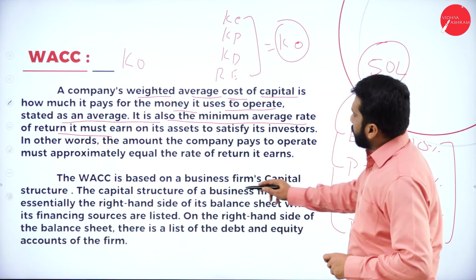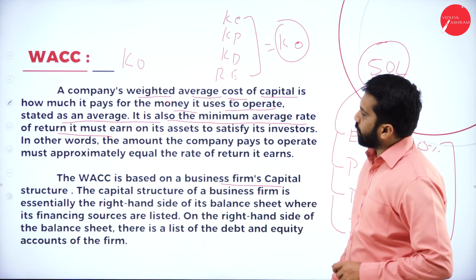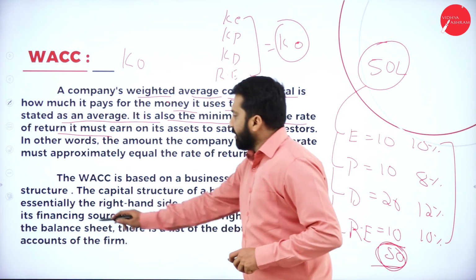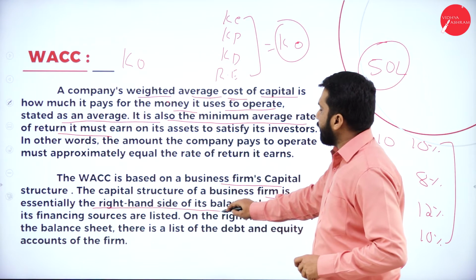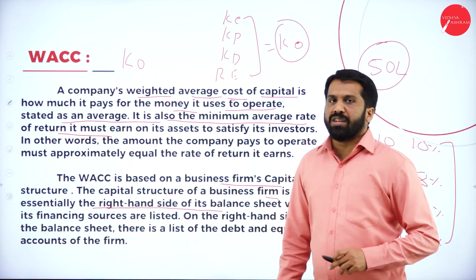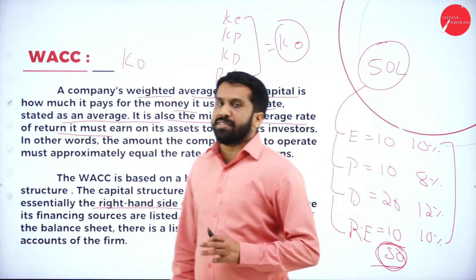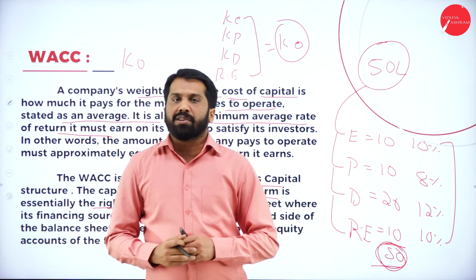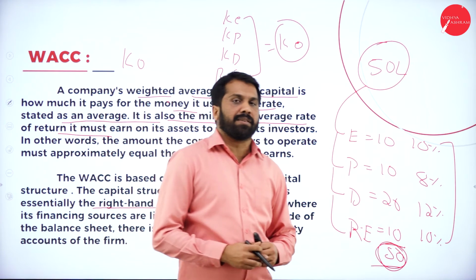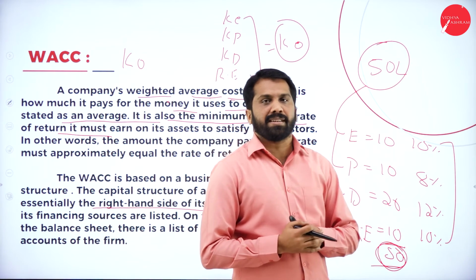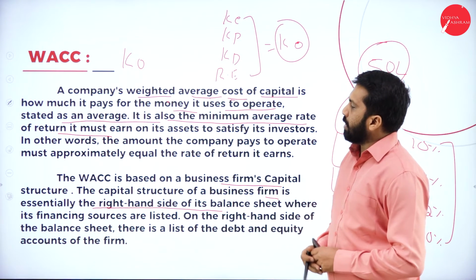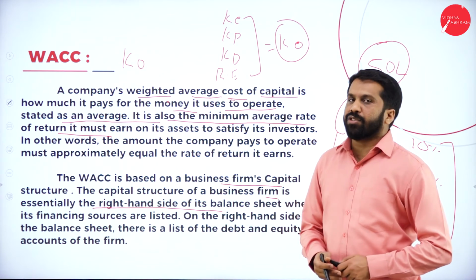The WACC is based on the business firm's capital structure. The capital structure of a business firm is essentially the right hand side of its balance sheet. Right hand side of the balance sheet means it is nothing but your liability side. First thing is what? Your capital. The capital is nothing but your investment. Now, this is all about your WACC. I don't go into much detail because you will not get any theory questions on this.